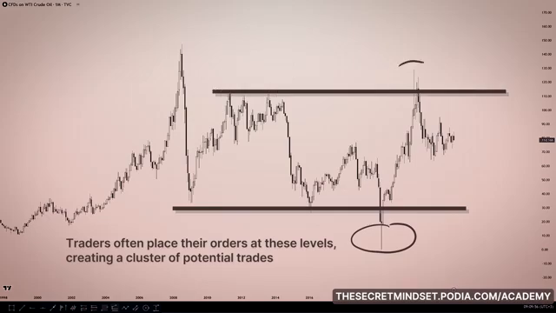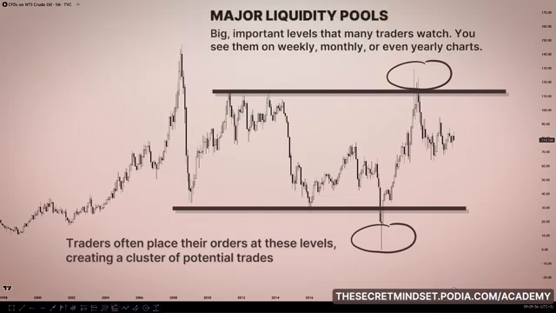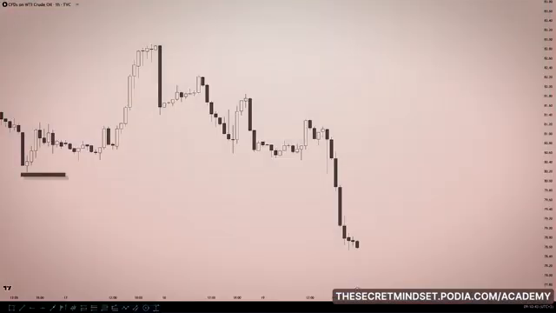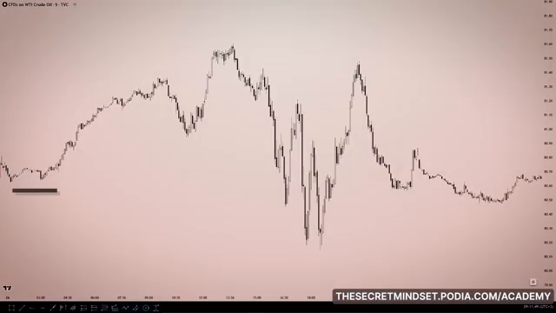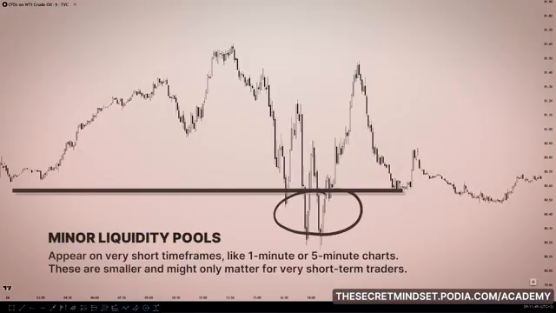And there are different types of liquidity pools. Major liquidity pools form at the highs and lows of longer time frames. These are big, important levels that many traders watch. You might see them on weekly, monthly, or even yearly charts. Medium liquidity pools show up on shorter time frames, like 1-hour charts. These are still significant, but not as big as the major pools. And minor liquidity pools appear on very short time frames, like 1-minute or 5-minute charts. These are smaller and might only matter for very short-term traders.